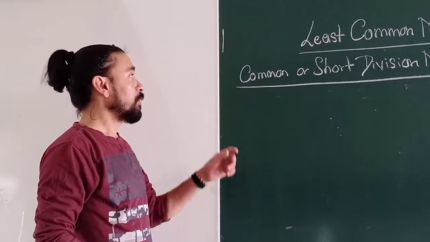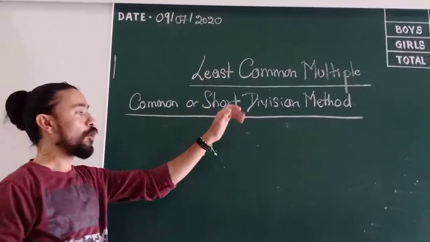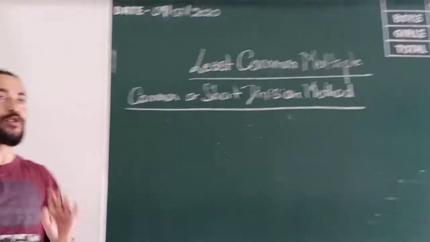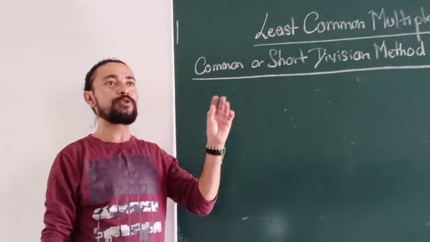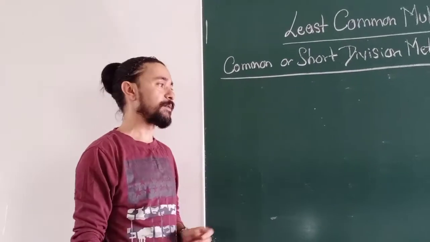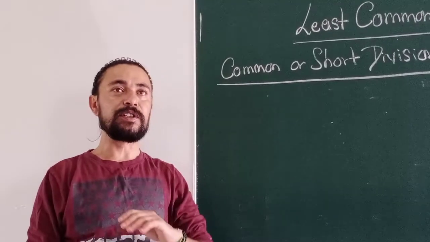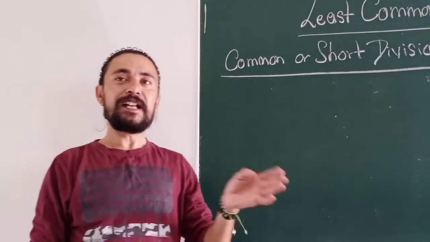Now we move on to the common or short division method. The method is exactly the same as HCF, there is no difference, but there are certain concepts that you have to remember for HCF as well as LCM. Now you must be wondering that when I am talking about least common multiple, every time I am referring to HCF. Yes, because they are interlinked.